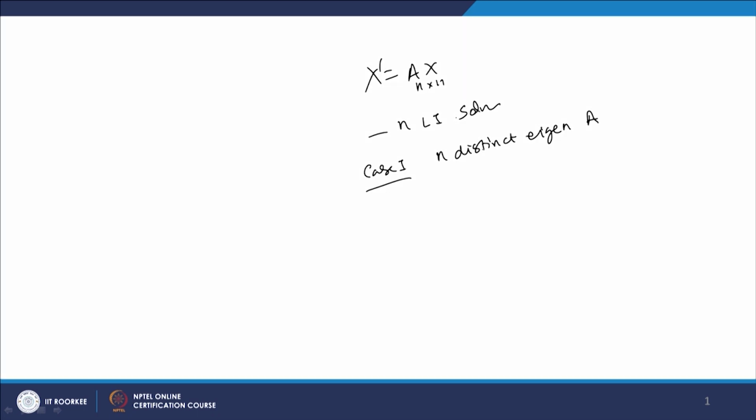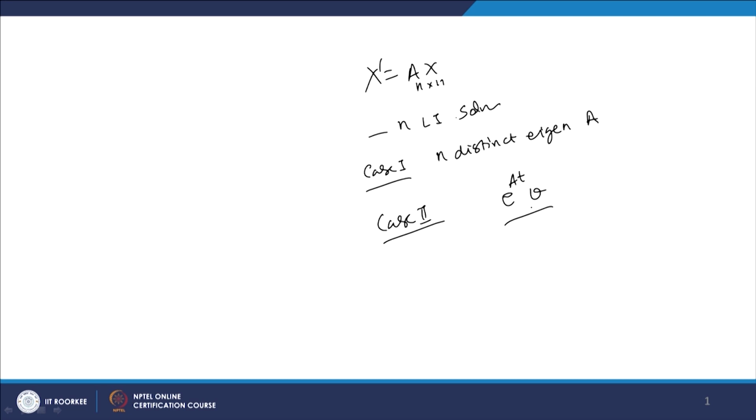And in case 2, when we do not have n distinct eigenvalues of A, we have looked at the concept of e^{At}, and with the help of e^{At} v, we have obtained the remaining n linearly independent solutions of x' = Ax.